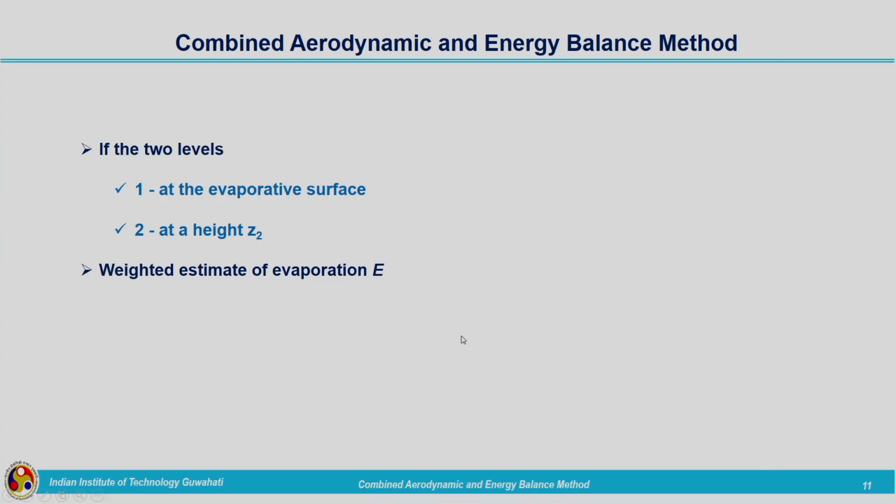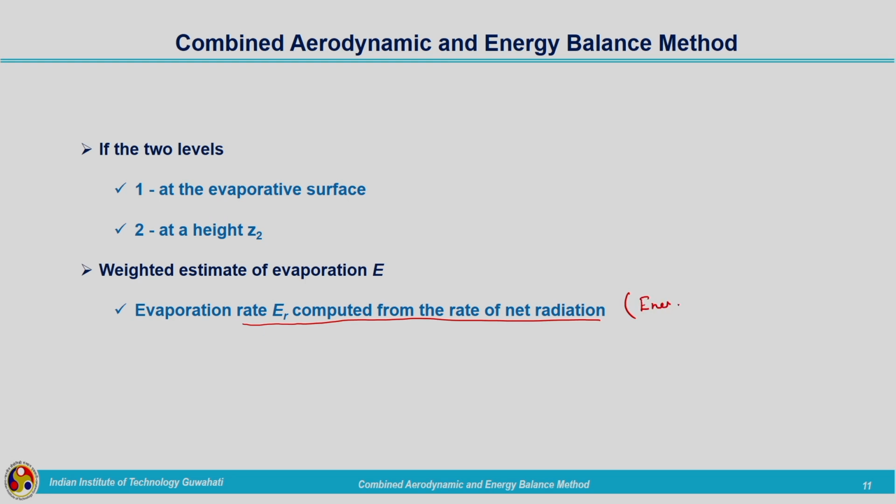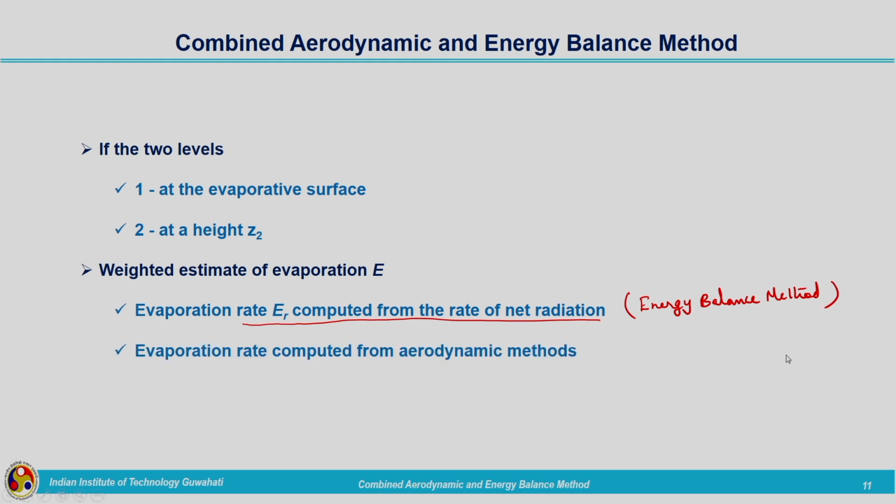Now, weighted estimate of evaporation. Why are we saying weighted estimate? We are going to consider both the energy balance method and the aerodynamic method. So the weighted estimate of evaporation is given by combining the evaporation rate ER computed from the rate of net radiation, that is nothing but our energy balance method, for which we have derived the equation, and the second one, the evaporation rate computed using the aerodynamic method.